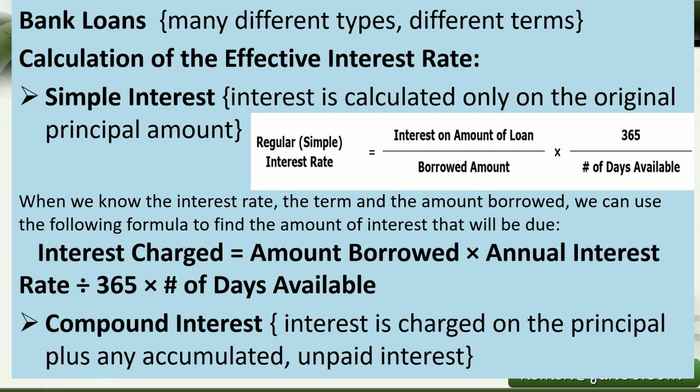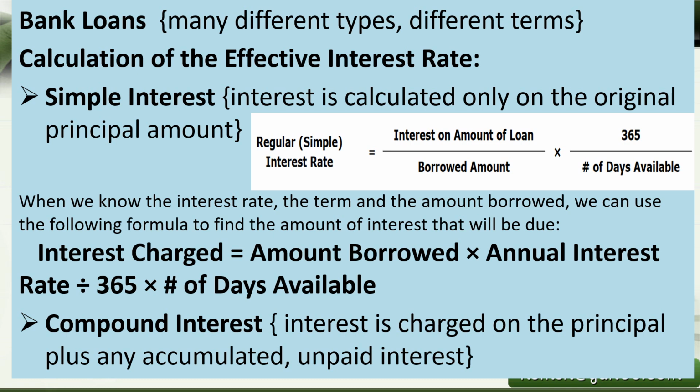Bank loans. We talk about the term loans obtained from the bank, and we are talking about many different types and different terms. That means based on the repayment schedule, like installment payments, and also whether it is a balloon payment, and also the interest, whether it is fixed or floating. So let's see the calculation of the effective interest rate. So there is simple interest and compound interest. We will talk about them one by one in detail.